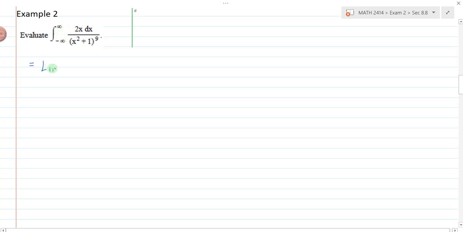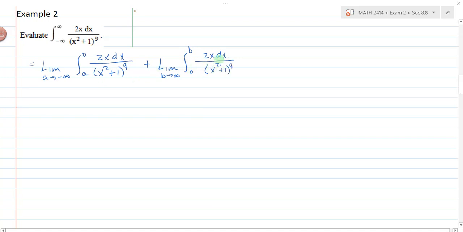So we're going to look at the limit as a approaches negative infinity of the integral from a to 0 of 2x dx over (x squared plus 1) to the 9th, plus the limit as b approaches infinity of the integral from 0 to b of 2x dx over (x squared plus 1) to the 9th.